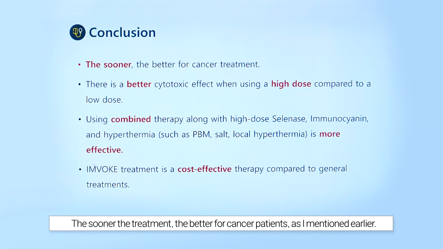The sooner, the better for cancer patients. As I mentioned already, there is a better cytotoxic effect when using a high dose compared to a low dose. High dose is better. And using combined therapy along with high dose selenase, IMVOKE, and hyperthermia such as PBM, salt, local hyperthermia is more effective. Combined is better. So IMVOKE treatment is a cost-effective therapy compared to general treatment.